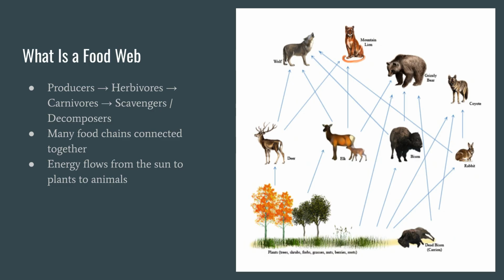Before we zoom into Yellowstone, it helps to review what a food web is. A food web is made of many connected food chains. It usually starts with producers, like plants, that get energy from the sun. Then herbivores eat the plants, carnivores eat other animals, and scavengers and decomposers break down dead organisms. In a food web, everything is connected. If you change one population, like a predator or a plant, it can cause changes all through the web. That's exactly what happened in Yellowstone when wolves were removed and then brought back.